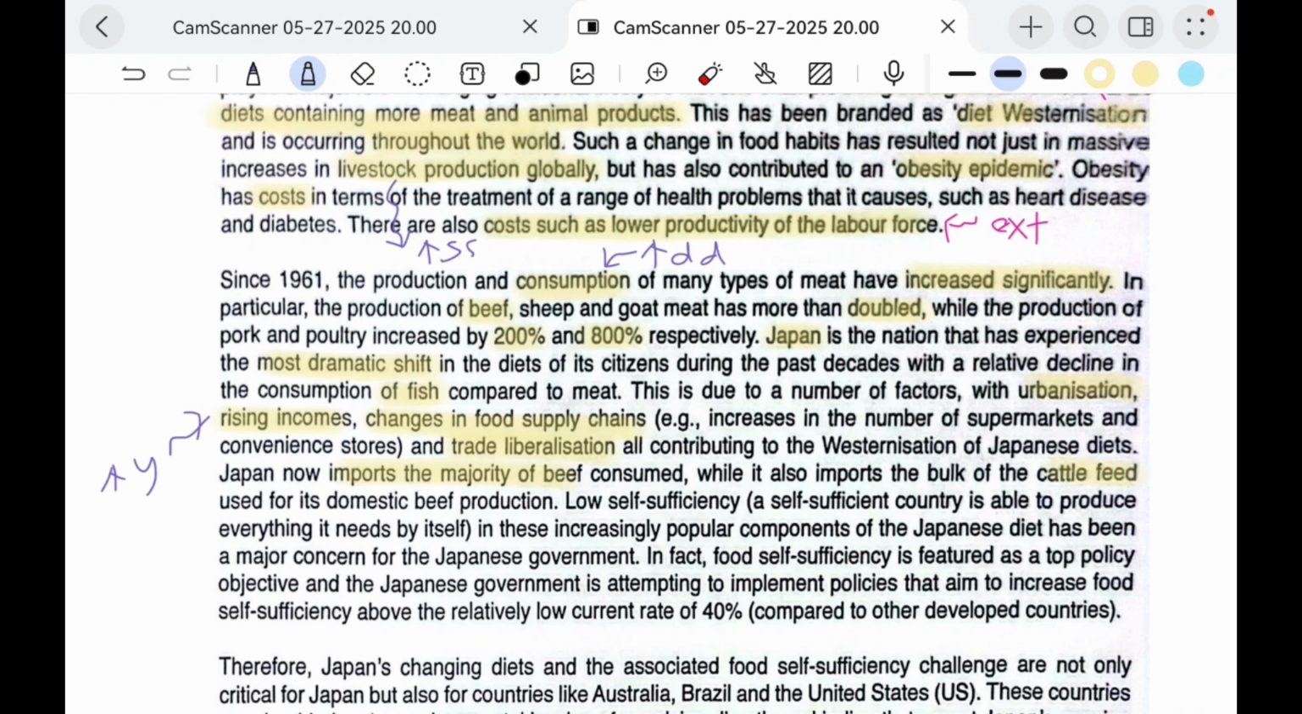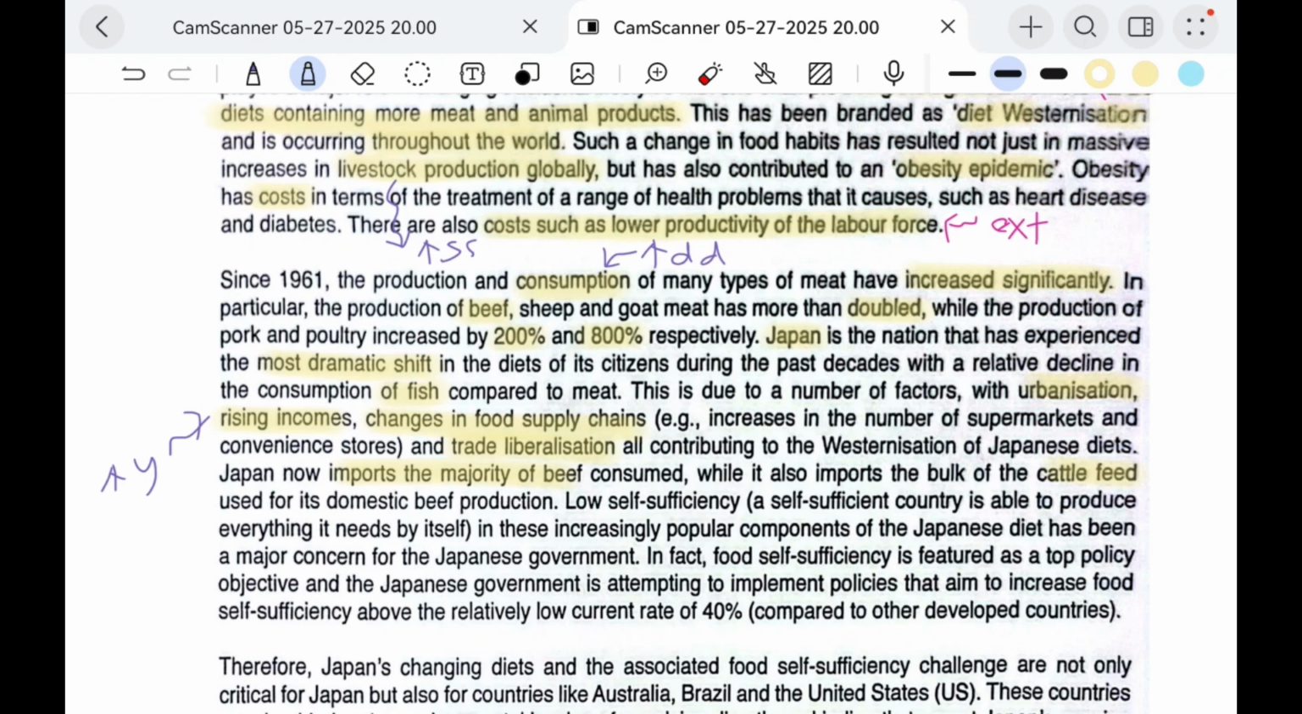Okay, not so important. Low self-sufficiency. So they define that self-sufficiency is about able to produce everything you need by yourself. So I think we caught a glimpse of that at the 8-mark question, but because this is a macro question, so we don't talk about that.